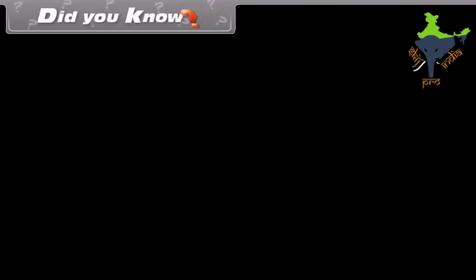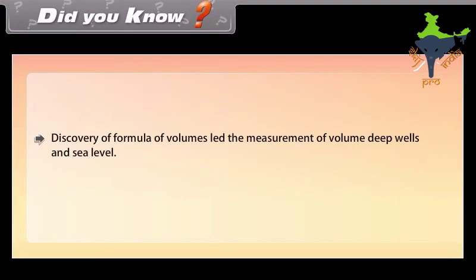Did you know? Discovery of formulas of volumes led to the measurement of volume of deep wells and sea level.